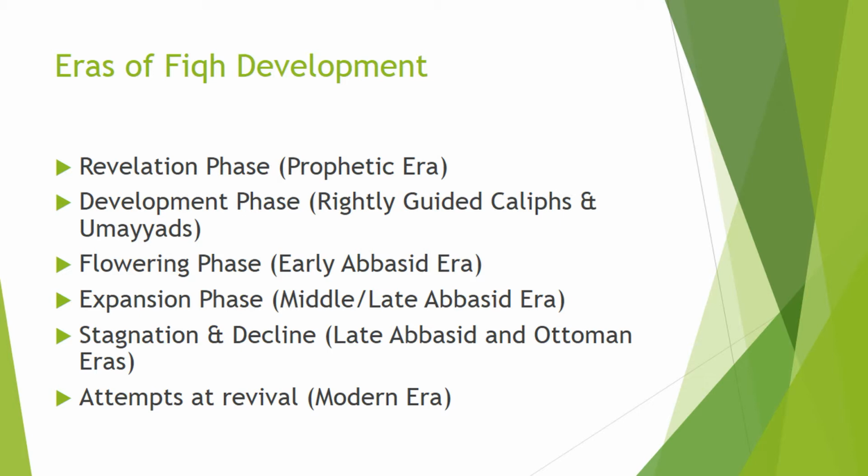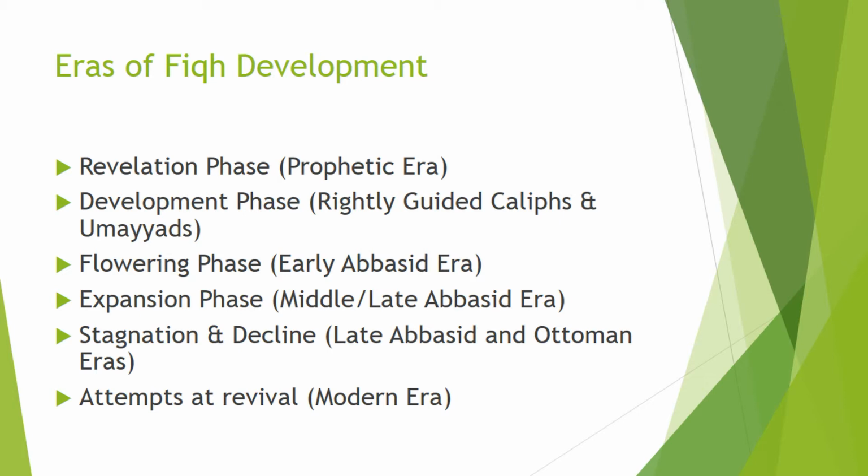So I'm going to break this down very quickly into about 6 eras, right? Generally, the book I use breaks it down into 4 eras: revelation, development, flowering, and stagnation. I'm adding 2 more from my side, just to make it a bit more nuanced, so we break it down into 6 eras. We're going to start off with revelation, the Prophet's time, what happened with fiqh then.